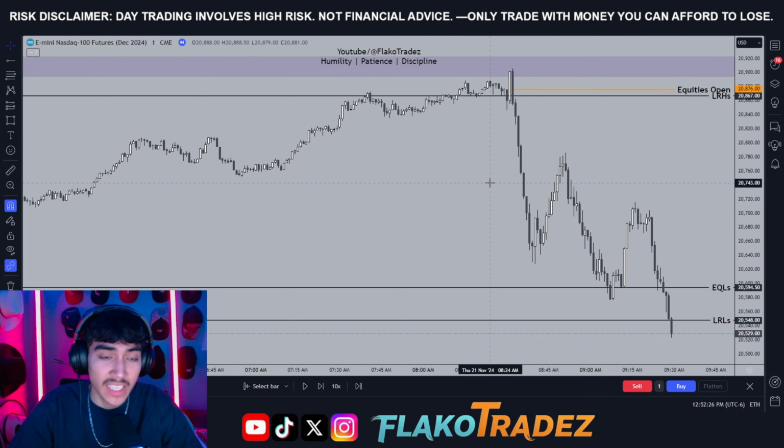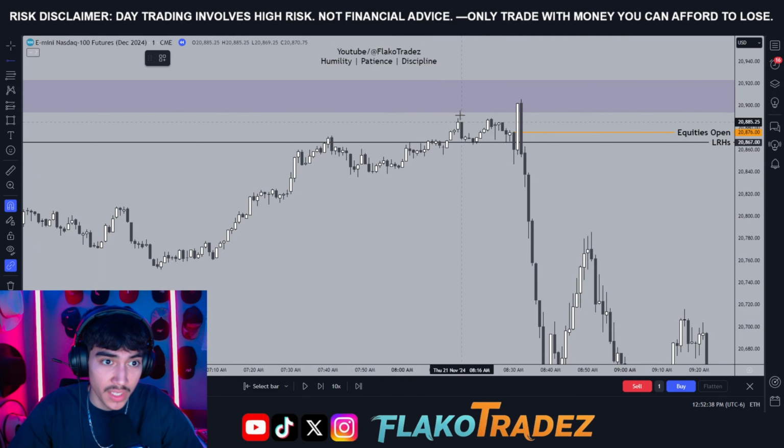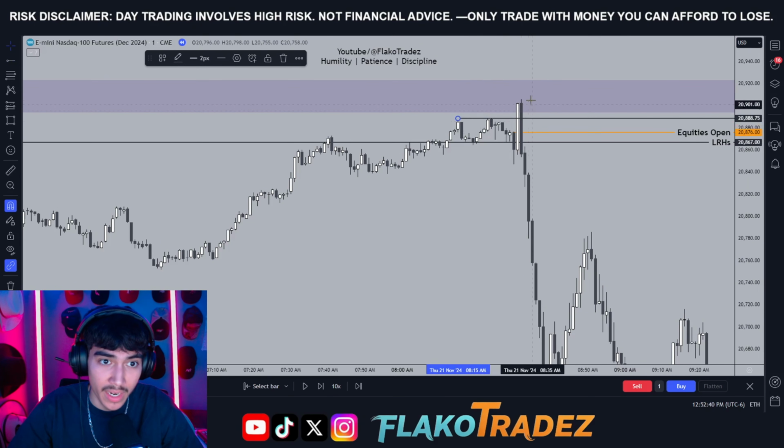Now that we have seen that liquidity has been swept, and that we have liquidity that we can target, we can start analyzing on the lower time frames and look for a potential entry. Obviously, I already pointed out to you guys these equal highs that got taken out and then manipulated, tapping into the inverted gap, and that was basically the high of our day.